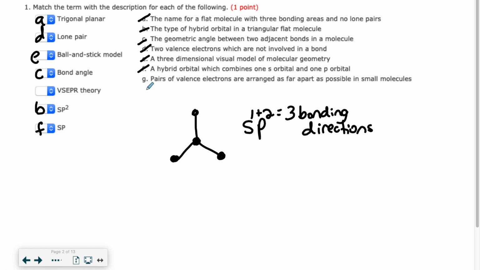And then for our last one, pairs of valence electrons are arranged as far apart as possible within small molecules. That's going to be G. We know that VSEPR stands for valence shell electron pair repulsion theory. So the electrons are pushing away from each other within their respective pairs. Now just be careful, I don't know if this question was randomized or not, so yours might come up in a different order. So if they don't match with the exact letters, make sure that you are looking at whatever combination you have on your assignment.